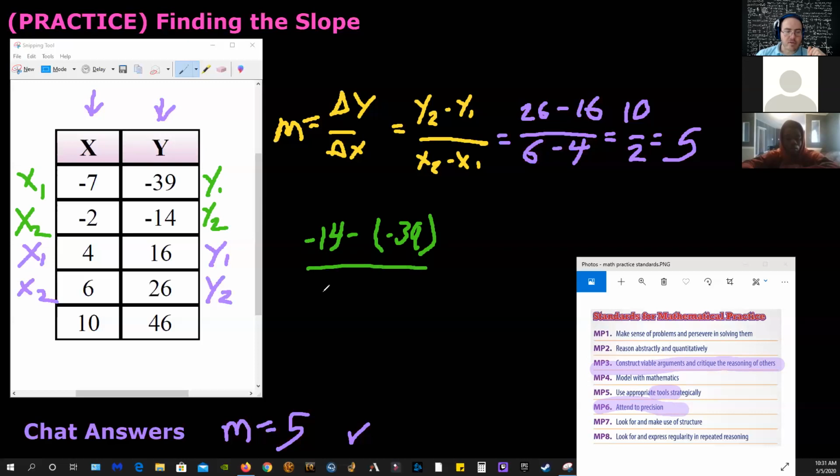All over negative 2 minus negative 7. So the theory goes that if this works every time, this will also come out to be 5. So let's just see about that.